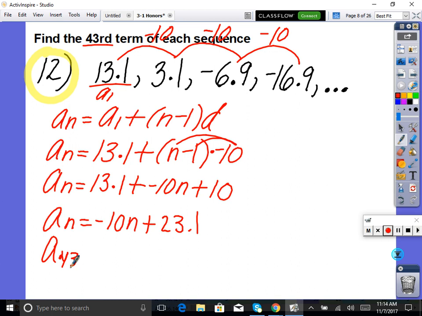And now I want to know, find a sub 43. So now we can plug that right in. That's why we love the explicit formula. We can plug it directly in. Negative 10 times 43 plus 23.1. What's the 43rd term in this one?